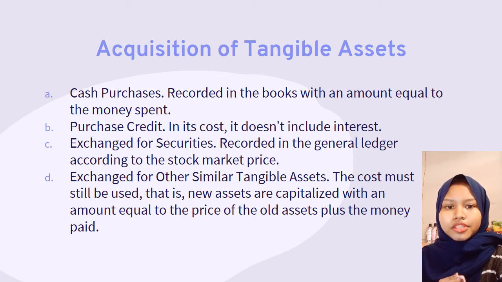Acquisition of tangible assets. A. Cash purchase, recorded in the books with an amount equal to the money spent. B. Credit purchase, where the cost doesn't include interest. C. Exchange for securities, recorded in the general ledger according to the market price. D. Exchange for other similar tangible assets. The cost must still be used, that is, the new asset is capitalized with an amount equal to the price of the old asset plus the money paid.